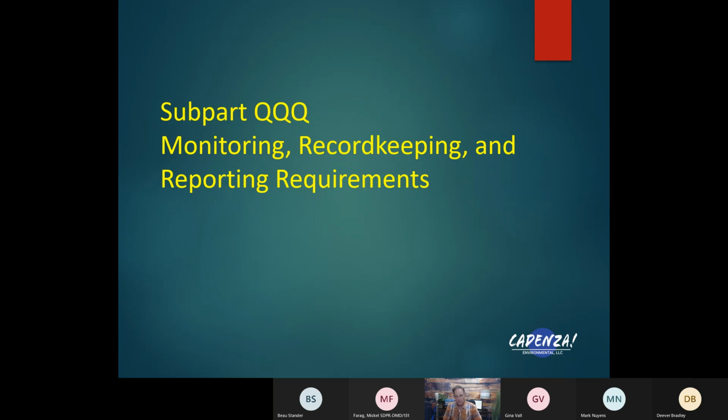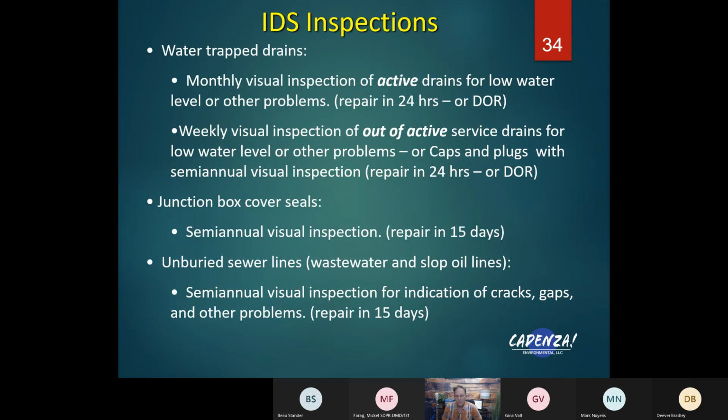So I want to get into monitoring, record keeping, and reporting requirements. So water trap drains. Those require monthly visual inspection of active drains for low water levels. They also require a repair within 24 hours or put them on a delay of repair. I'll explain that in a moment. Weekly visual inspection of out of active service drains for low water levels. So those are drains that aren't actively getting any kind of liquid to them. In those cases, the regulation actually requires you to inspect them more often than monthly.